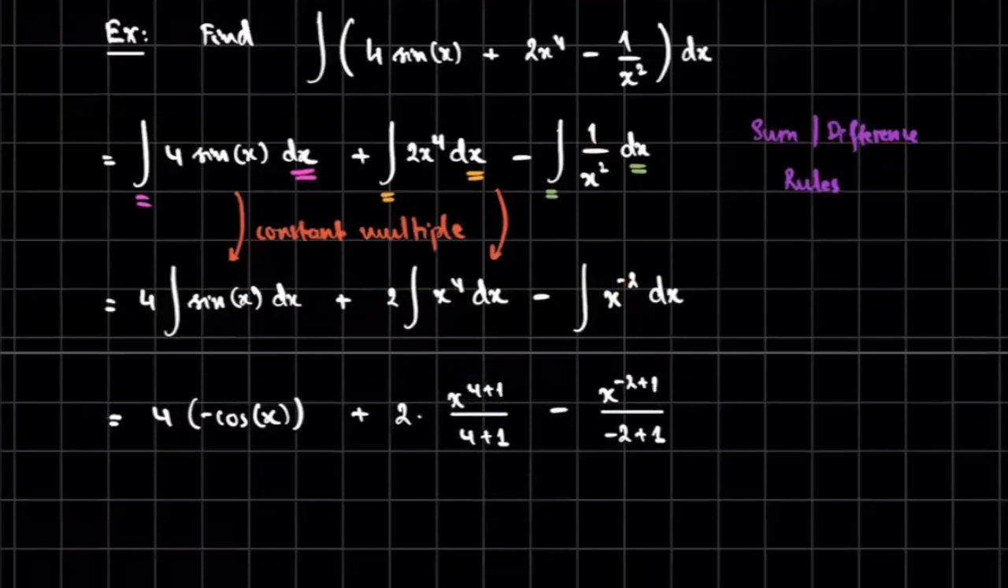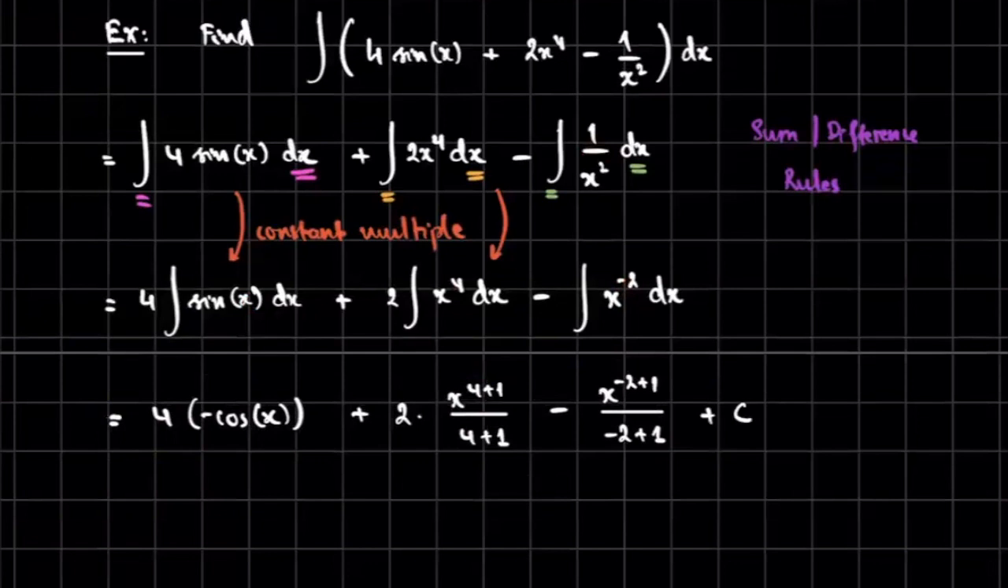So you don't have to keep writing plus c plus c plus c. You just need one plus c at the end of your calculations. So here I'm going to do plus c at the end, and that's it. That should be enough for how many indefinite integrals or antiderivatives you have. Okay, just one plus c should be enough.